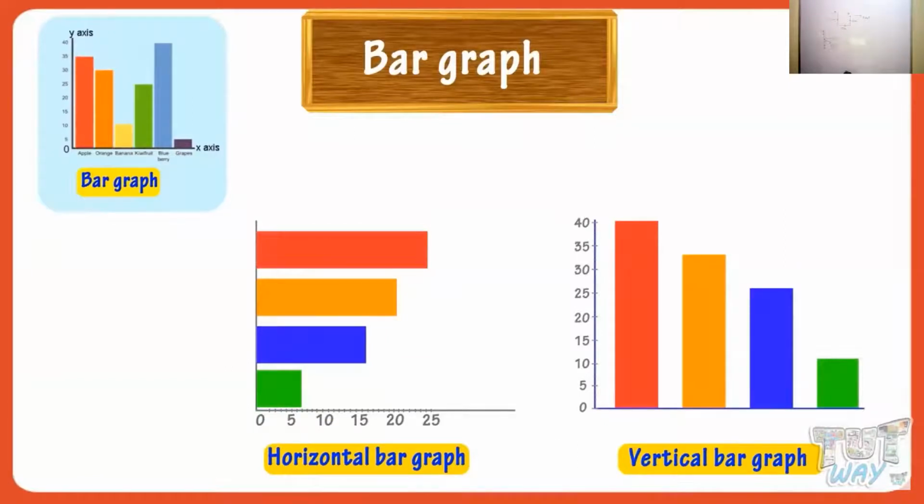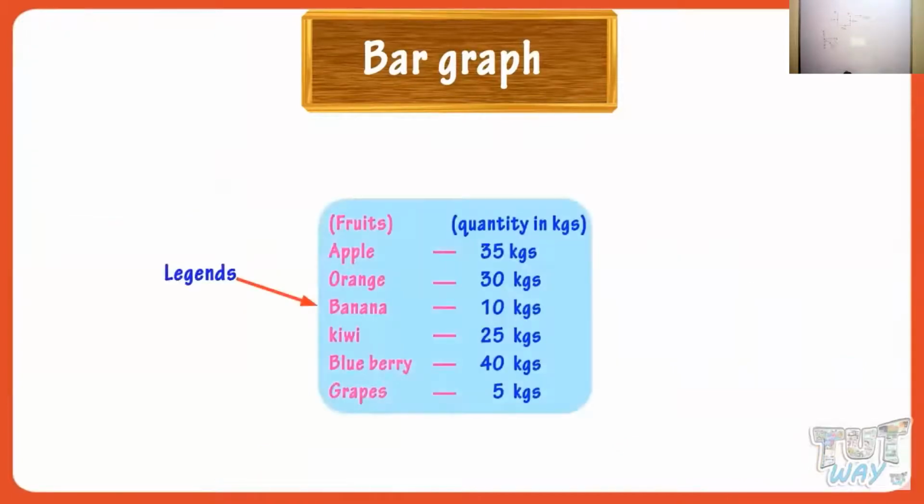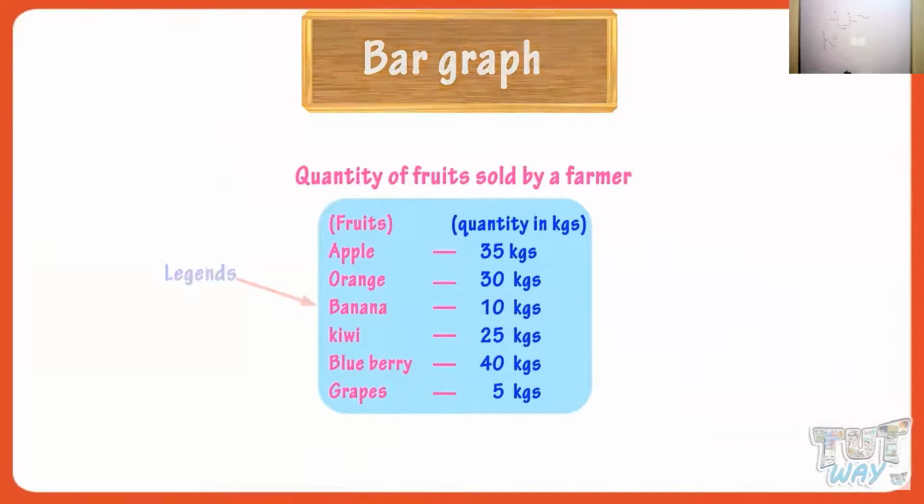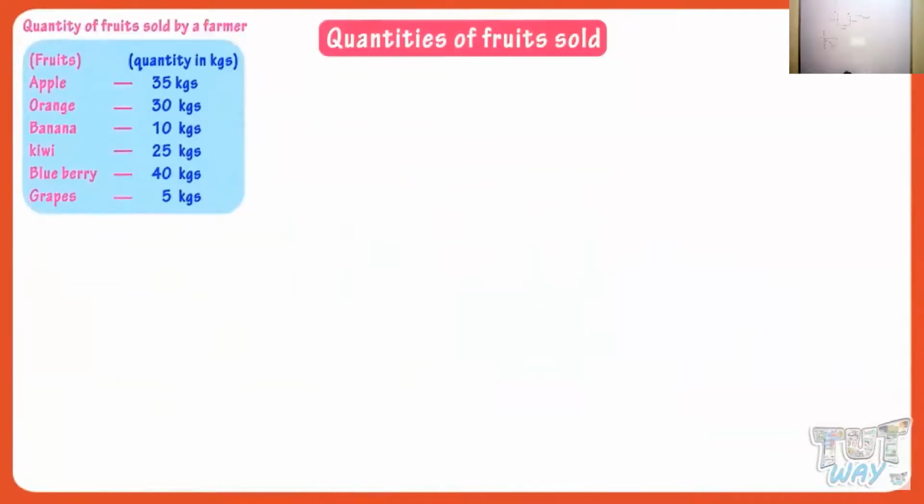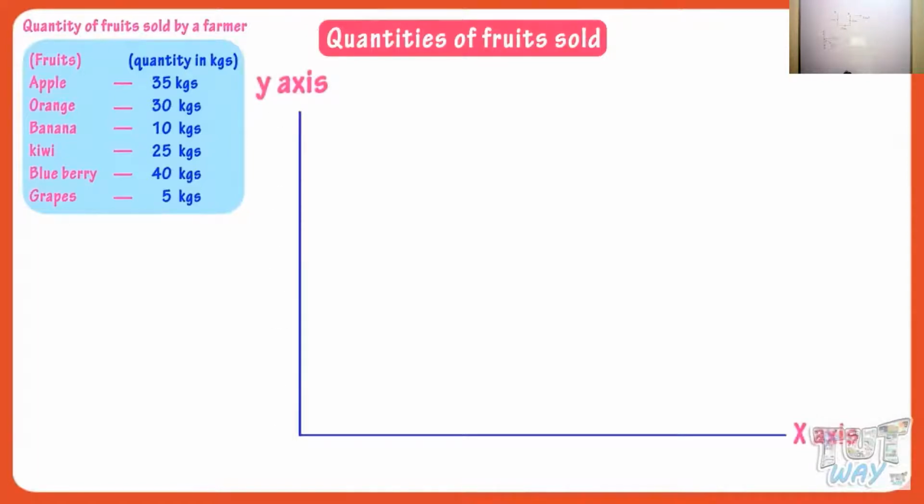Let's learn more about bar graphs using some examples. Here we have some data. A farmer sold different quantities of fruits in a particular month, and he recorded the sales like this. Now we will store this data in the form of a bar graph. First of all, determine what will be the title of our bar graph. Like it can be quantities of fruit sold. A bar graph has two axes, x-axis and y-axis.